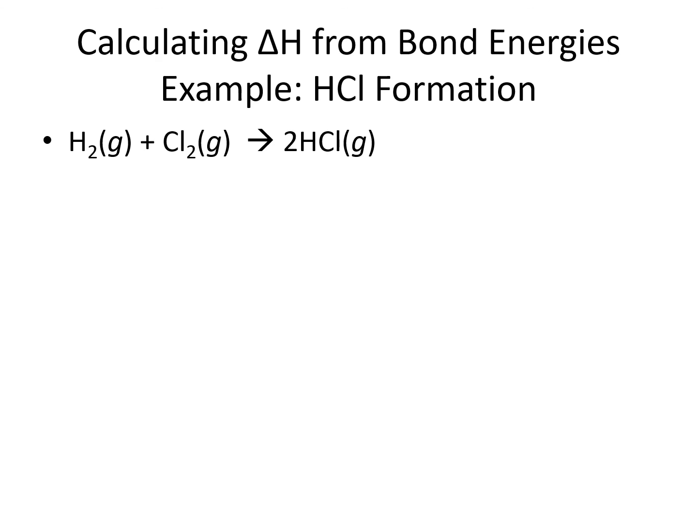So let's look at an example. We're trying to find the overall delta H for this reaction between hydrogen and chlorine to make 2 hydrochloric acid. So we would draw out the Lewis structures for each of the parts of the reaction. We have an H-H single bond in the H2 molecule. We have a Cl-Cl single bond in the Cl2 molecule. And we have 2 H-Cl single bonds in the hydrochloric acid.